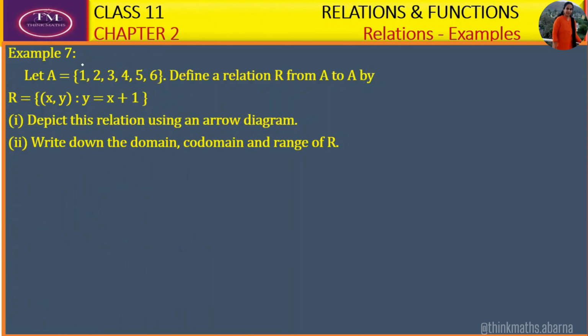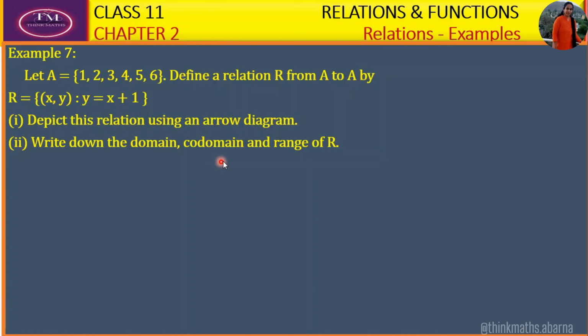Example 7. Let A be the set of all 1, 2, 3, 4, 5, 6. Define a relation R from A to A, that is, a relation on A, by R is equal to the set of all (x, y) such that y is equal to x plus 1. What we have to do: first, depict this relation using an arrow diagram. Write down the domain, codomain, and range of R.